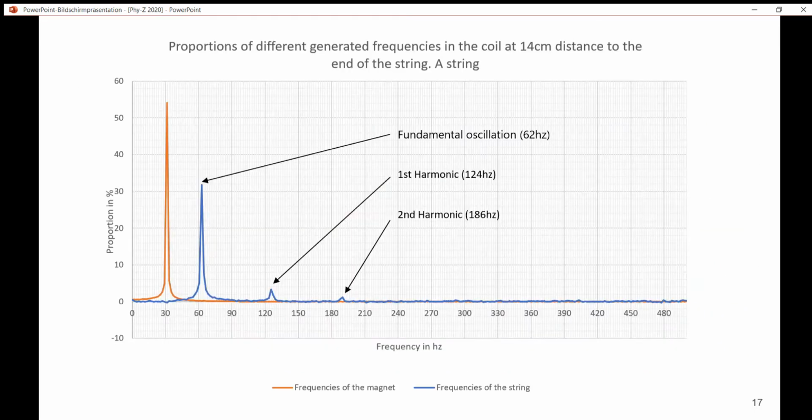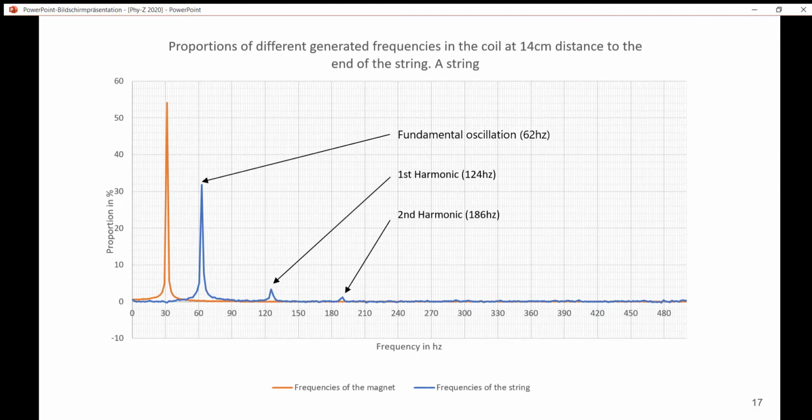So we did this to get the proportion of different generated frequencies in the coil at different distances. As you can see here, we have the proportion in percent and the frequency in hertz. The frequency of the magnet is at 31 hertz, and the fundamental oscillation is at 6.2. So the frequency of the magnet is the exact half, as I stated earlier. Then you can see the first harmonic at 142 hertz, and the second harmonic at 168 hertz. So those are exactly double and 4 times the fundamental oscillation.